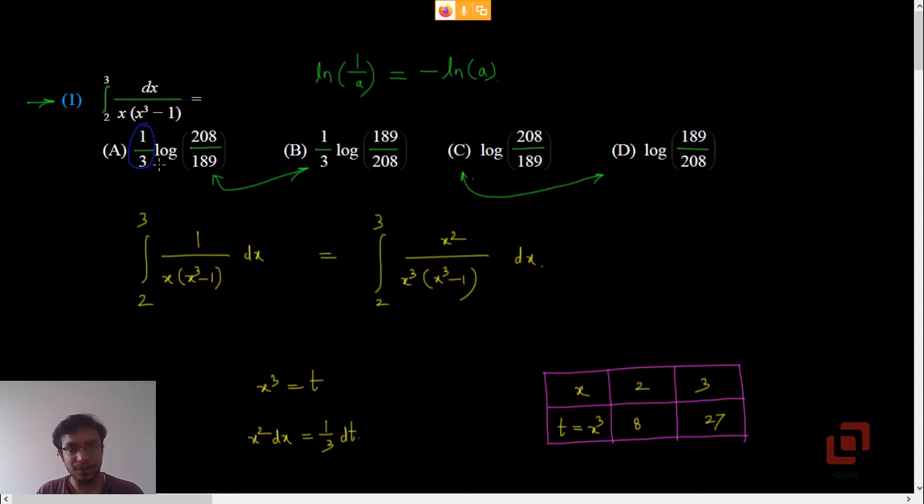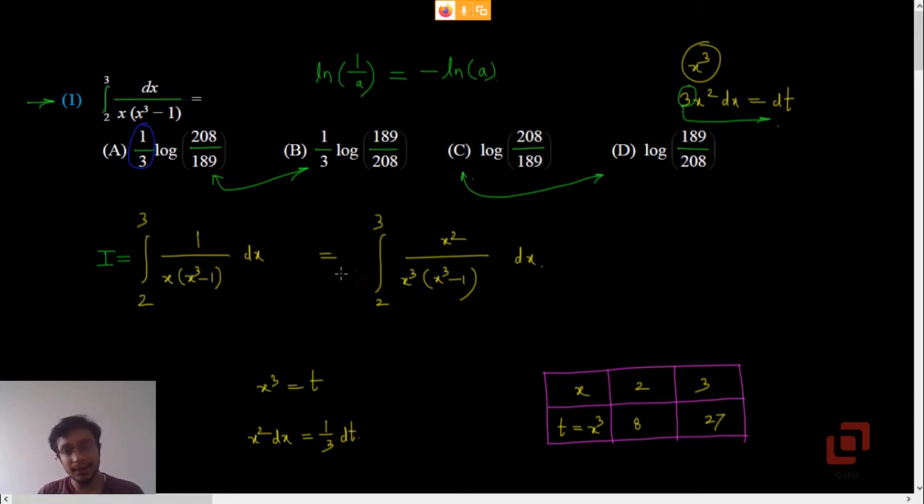And the presence of 1 upon 3 in the options may indicate that you have to substitute for x cube, because then 3x squared dx will be dt, and then this 3 will shift to the other side. Okay, so let us see how we can solve this problem. First step, you should write down the given integral.